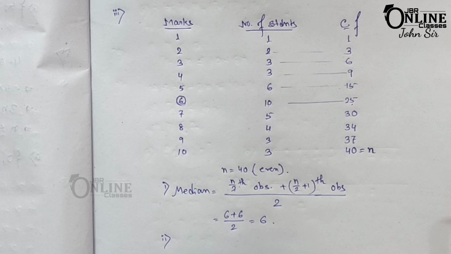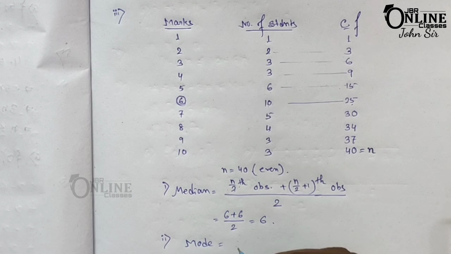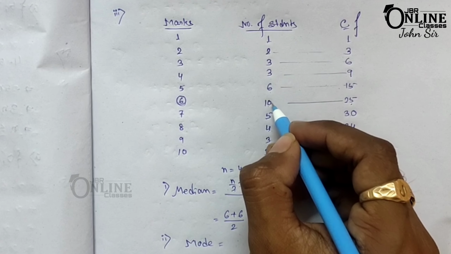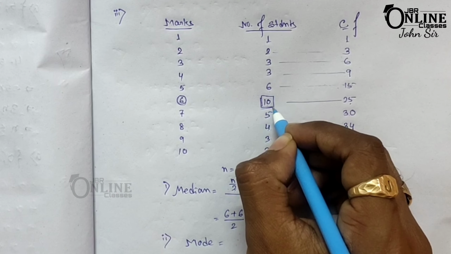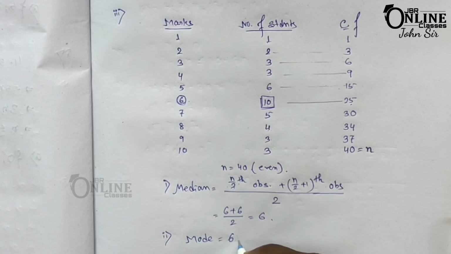Now second one, you have to find out the mode. Mode means the highest frequency. So where is the highest frequency? Here the highest frequency is 10. So here the mode is with respect to 10, that means 6. So mode is also 6.